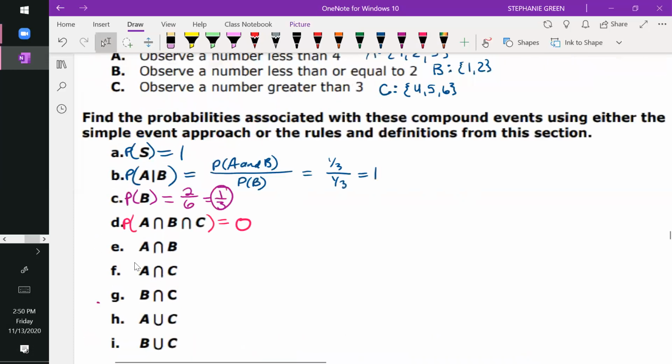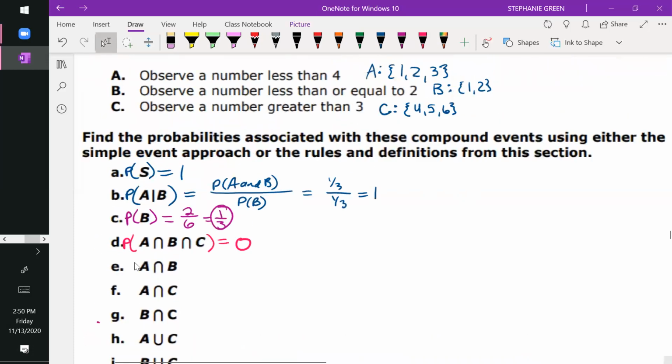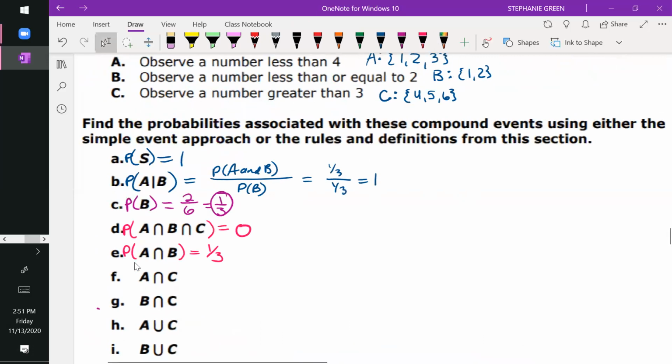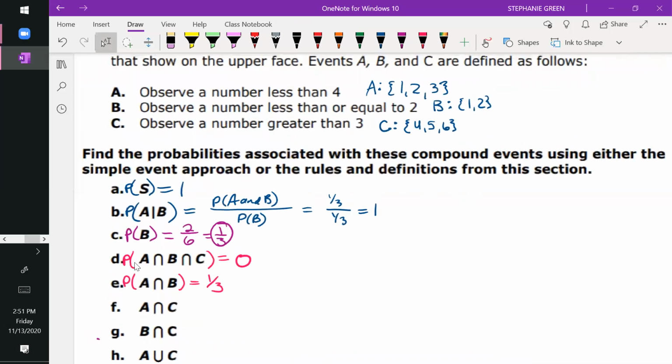There we go. Next one, probability of event A intersect B. We just did that one. It was 1/3, right? All right, A intersect C. So again, we want the probability that A and C occur at the exact same time. How many outcomes are in both? None. 0. So I should get 0 again.